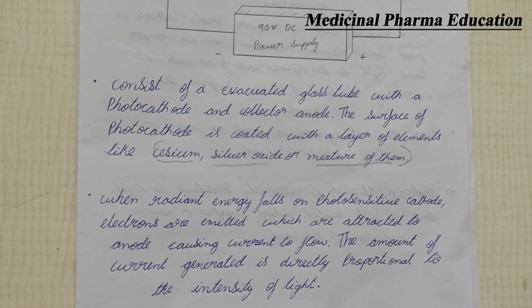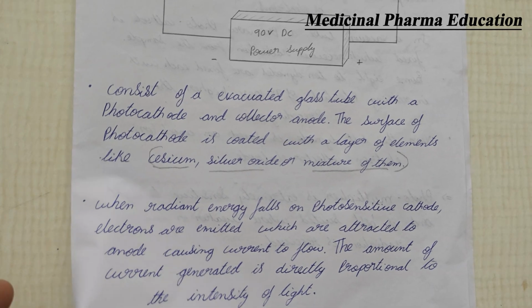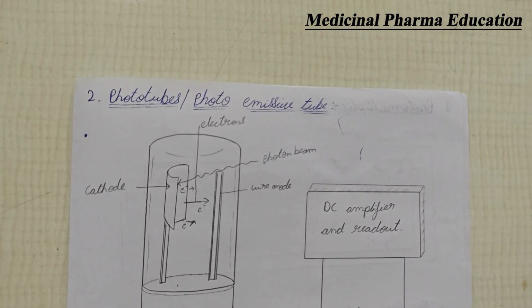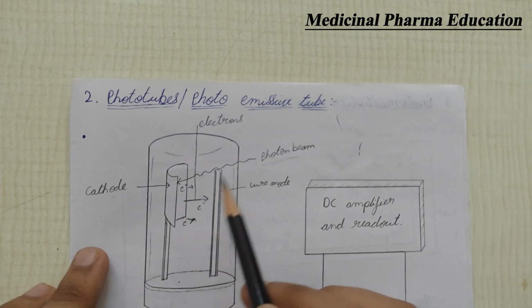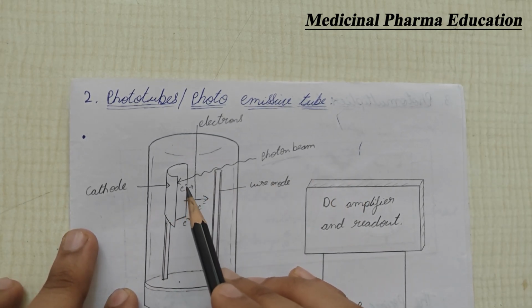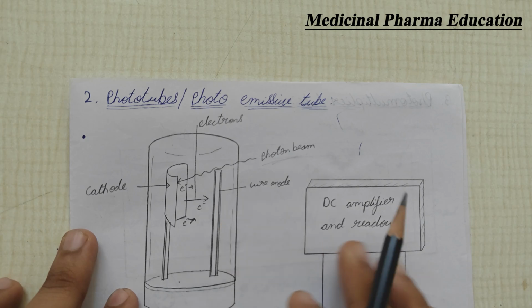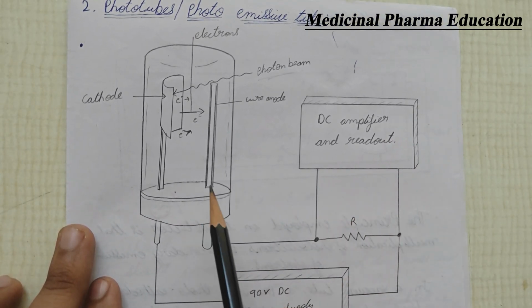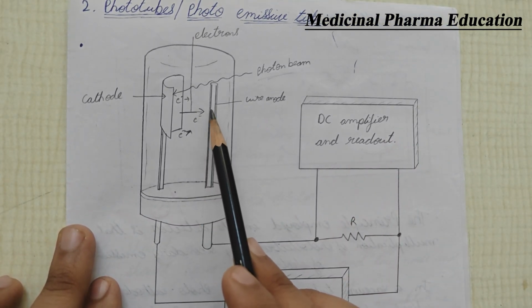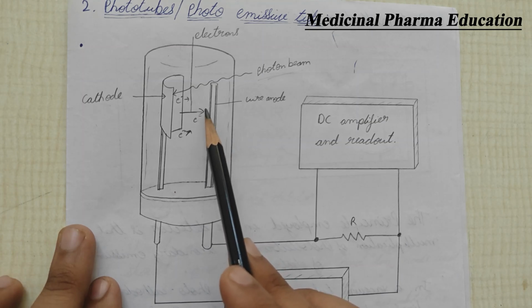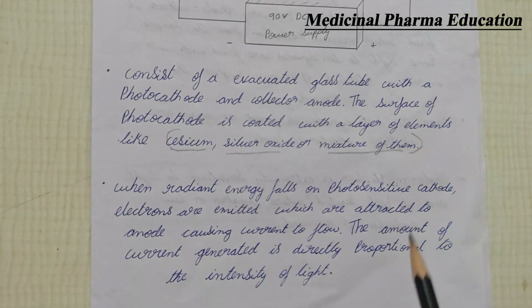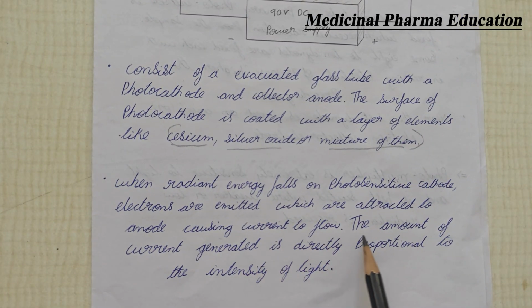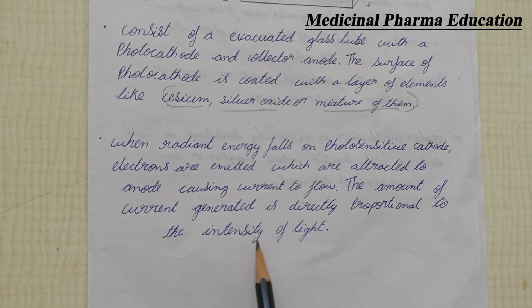It is the same basic principle as the barrier layer cell. Here, the light falls on the photosensitive cathode, and the electrons become mobile and are received by the anode. After the electrons are received by the anode, this causes the flow of current, and the intensity of light is directly proportional to the current generated.